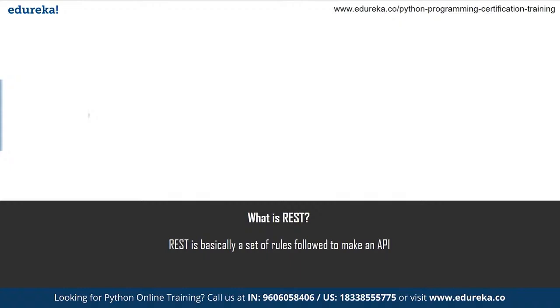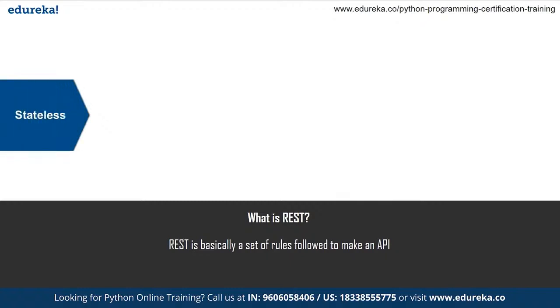So now that you know what REST API is, let us also understand the constraints or principles which must be satisfied for an application to be regarded as REST API. So first one is stateless. The request sent from a client to a server will contain all the required information to make the server understand the request sent from the client.